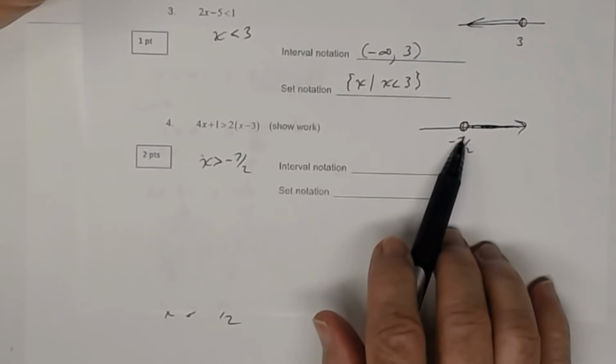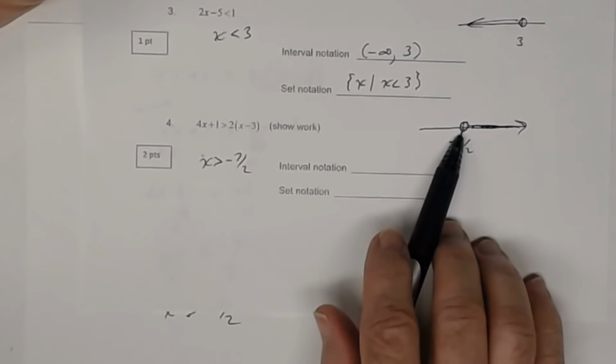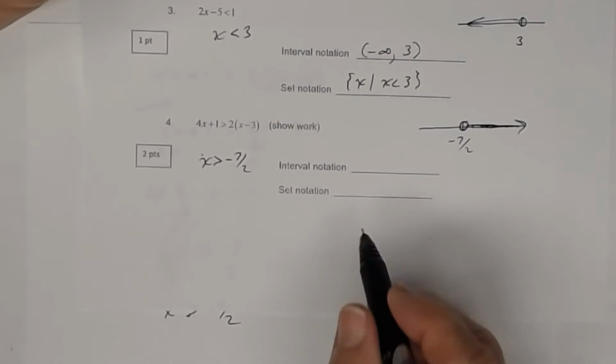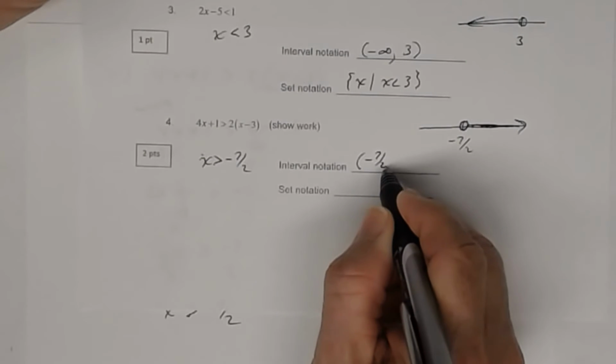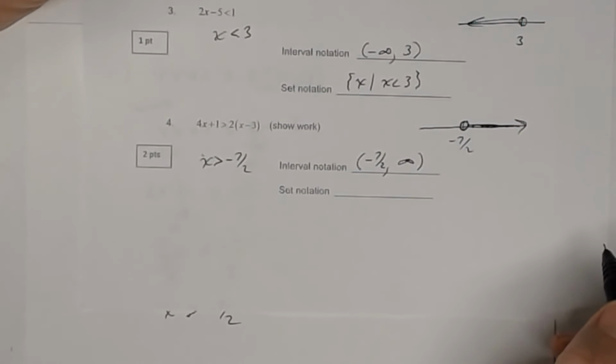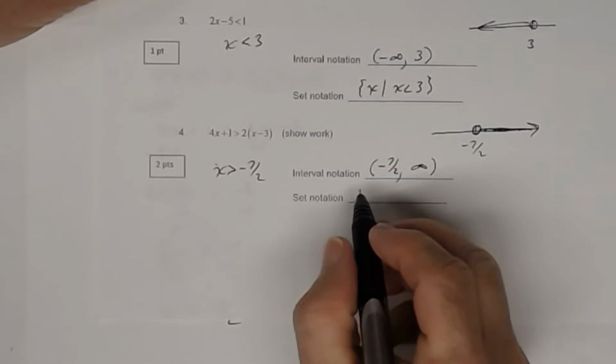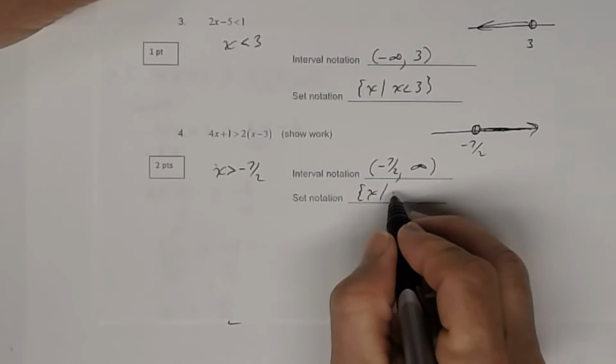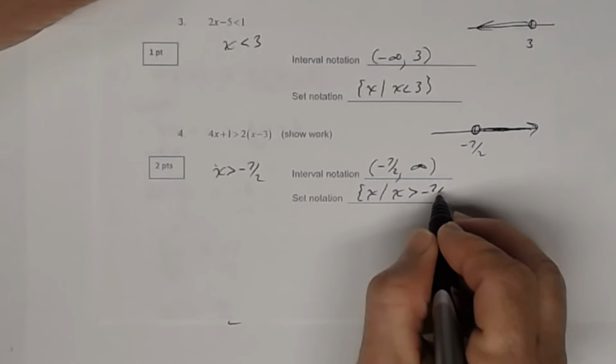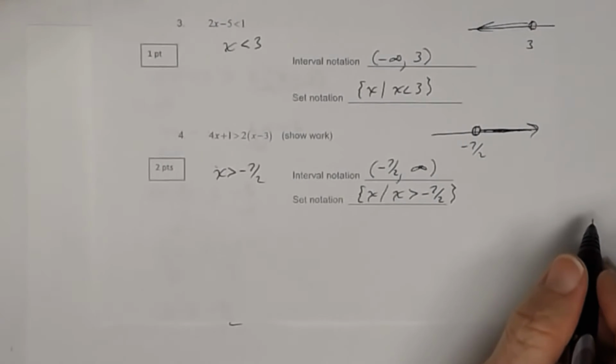And to do the interval notation, you always go from left to right. So I'm going to start here and go to the right. Since this is an open circle, I'm going to put parentheses. So parentheses negative 7/2, comma, infinity, parentheses. And then set notation is where you use your inequality statement. So you'd say the set of x's such that x is greater than negative 7/2. All right, that's number 4.